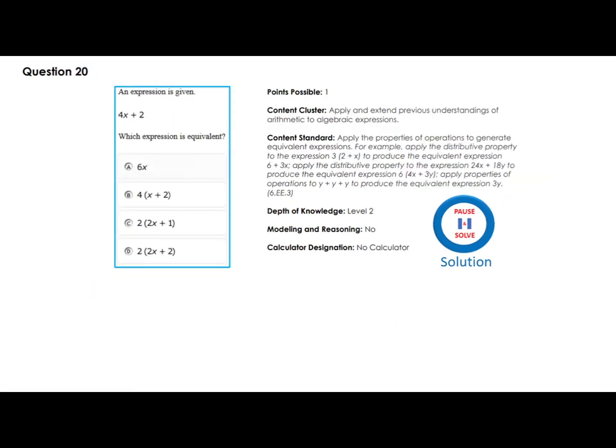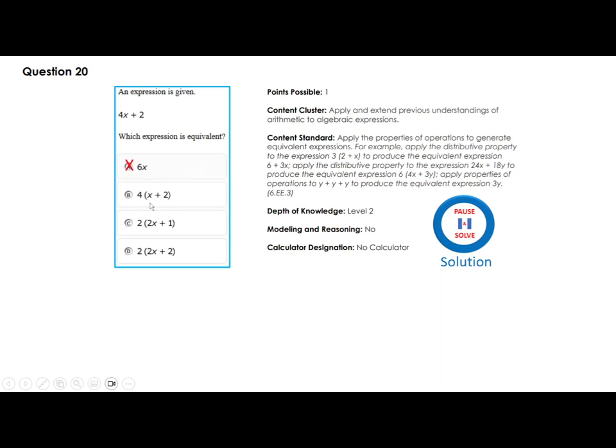An expression is given for x plus 2. Which expression is equivalent? Now, this is not the right answer because those are 2 different terms. You can't add these 2. 2 different things, bananas and apples. You can't add these 2. So this one will be wrong.